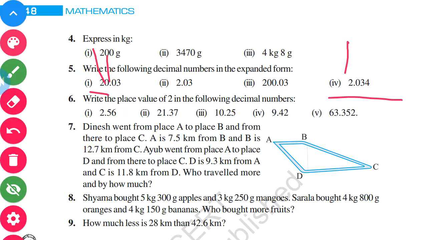Write the following decimal in the expanded form. Okay, this is done. Sorry. Write the place value of 2. Here if you see, it is in the 1's place, it is in the 10's place, it is in the 1/10th place, 100th place and 1000th place. Very easy, you just need to mention which place it is as per the place value. We have already discussed integral place values and whole part place values also.